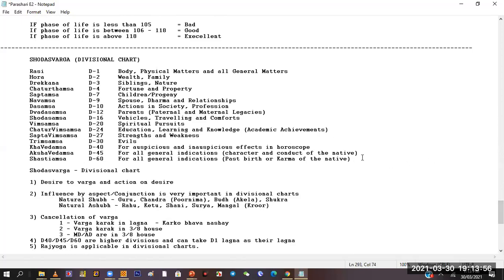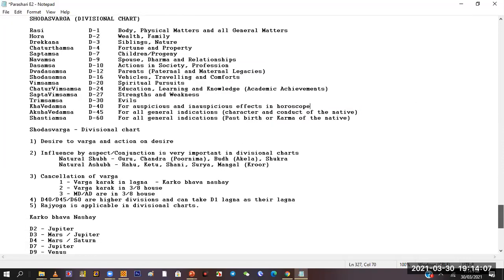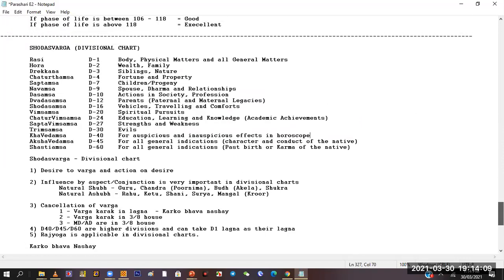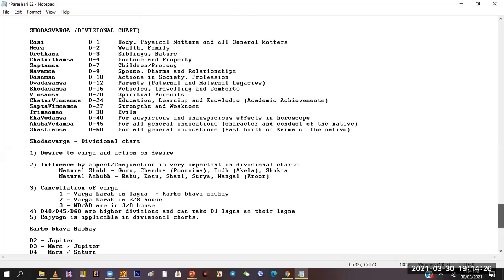So as we have already discussed that every varga is having certain importance about a person's life that need to be analyzed. So for marriage, we will analyze D9. For kids, we will analyze the Saptamsha, which is children and progeny. For business and job profession, we will analyze D10. So what all are the rule of exceptions?